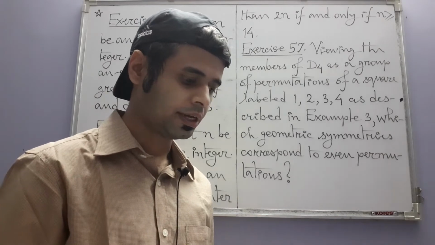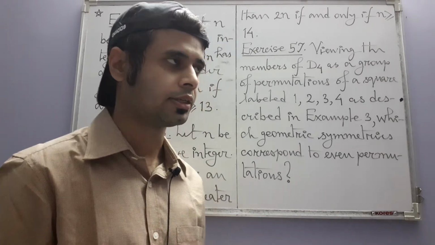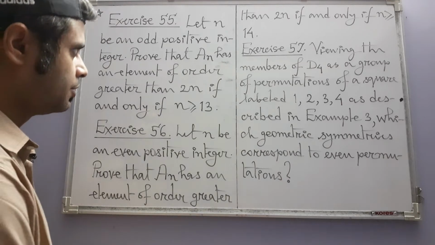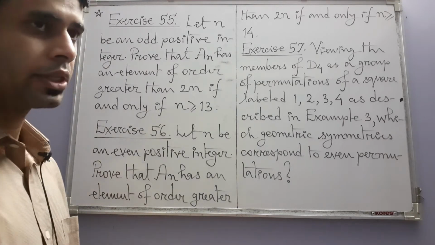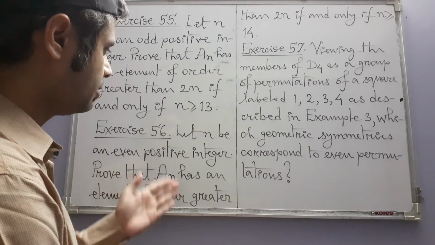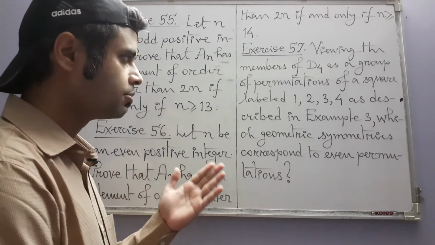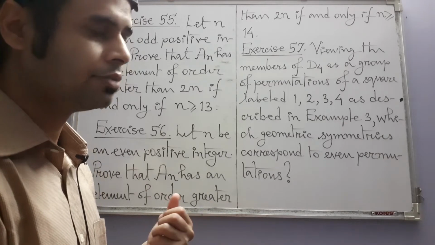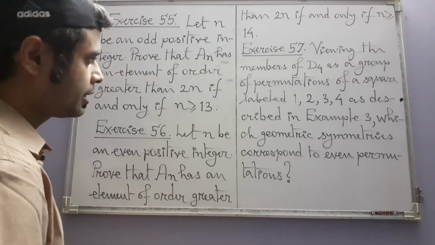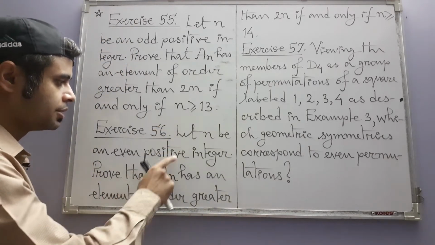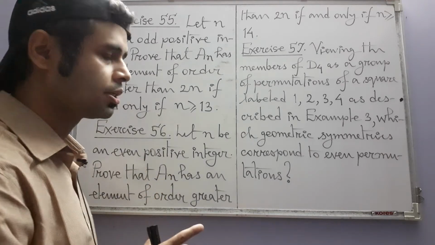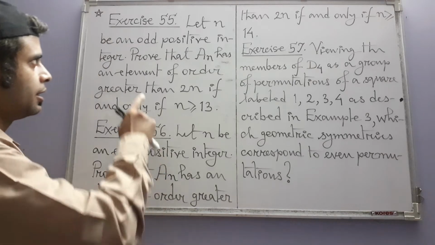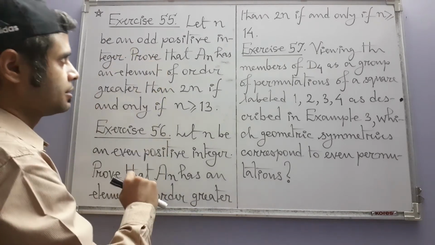So, Gallian's group theory exercises once again. Now, these next two, that is 55 and 56, are similar to exercise 54, which we already solved in the previous video. So, I won't solve these two and I will leave the solutions to you, because you can see that they are exactly similar.